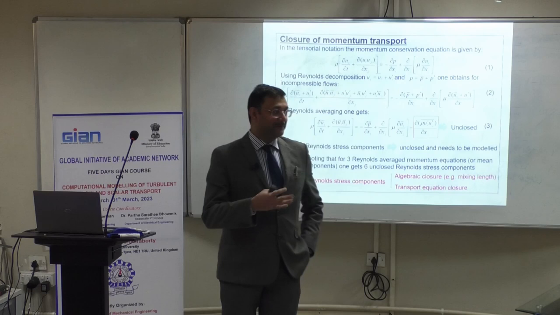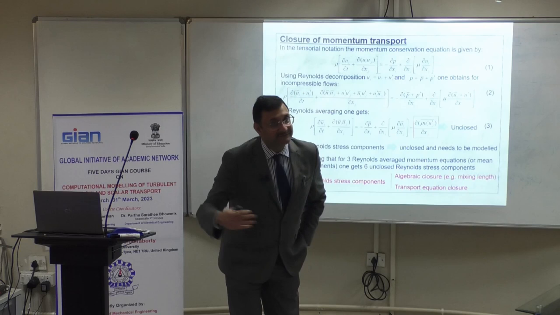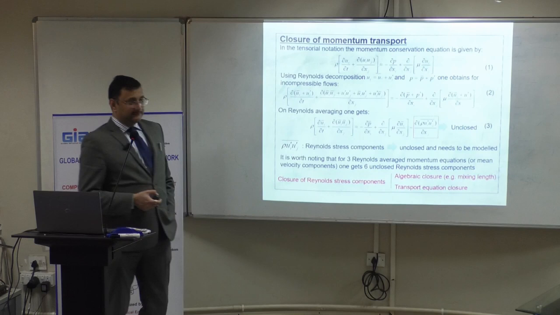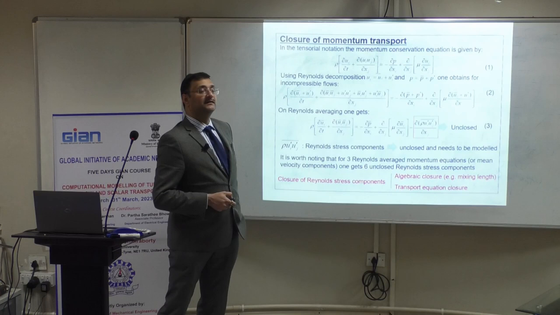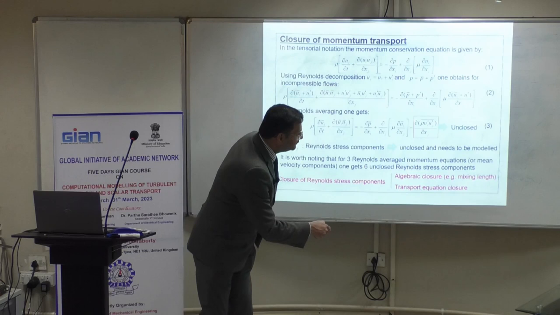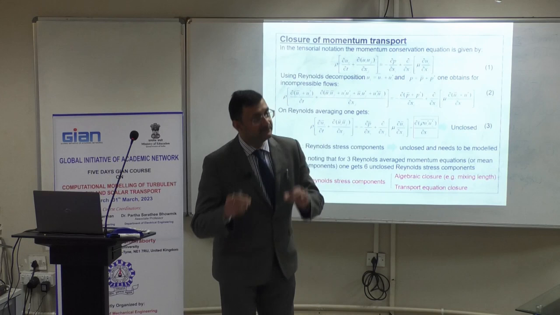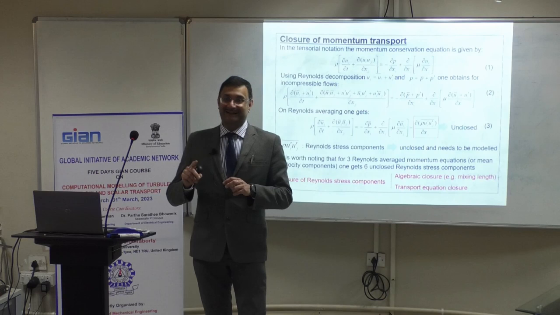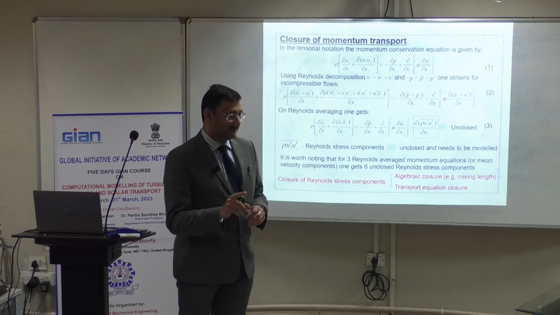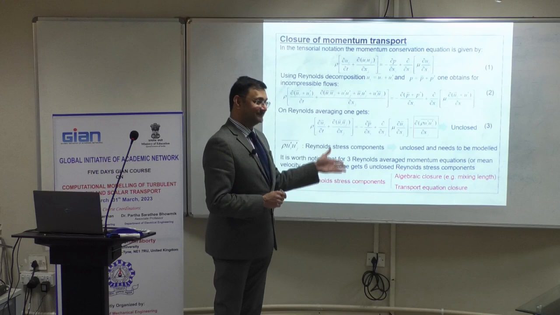Okay? So, the number of unknowns will proliferate as I go for more detailed models. How to actually solve this problem? Very often, you express this term in terms of an algebraic closure. Algebraic closure means you are expressing this as an algebraic function of the mean quantities. Okay? But please understand, I'm talking about a model. That means approximation. So, when you carry out the simulation, the accuracy of the simulation depends on how good your model is.